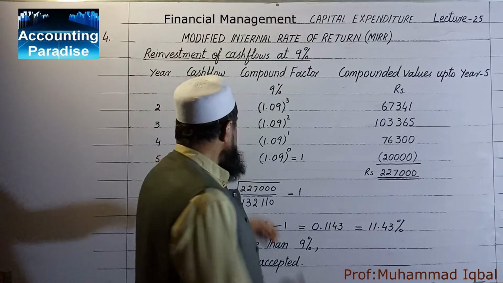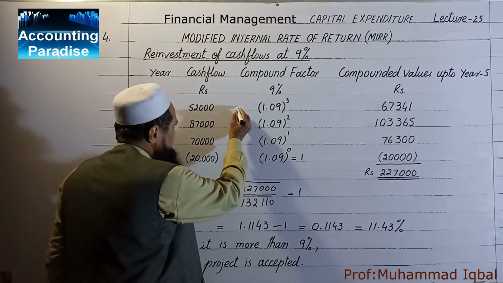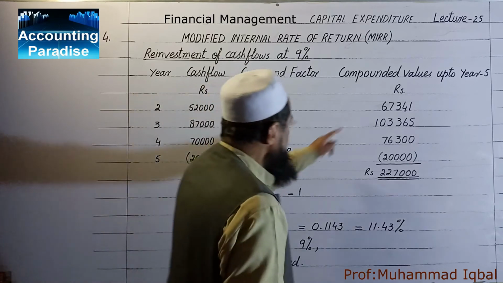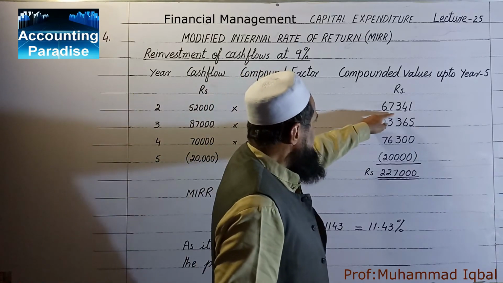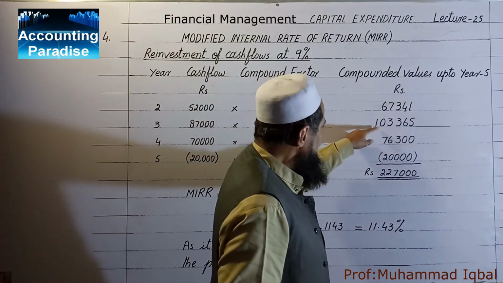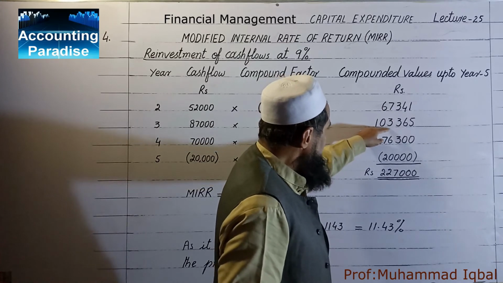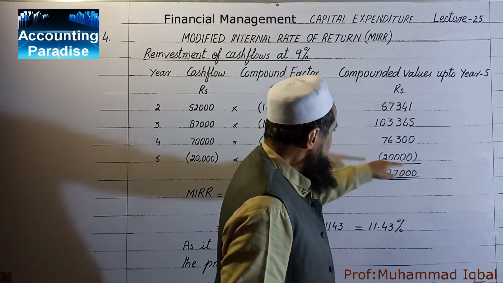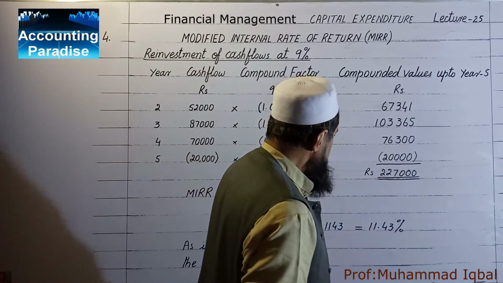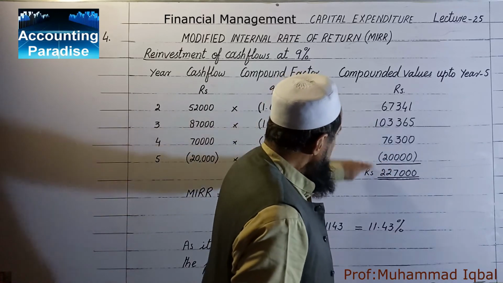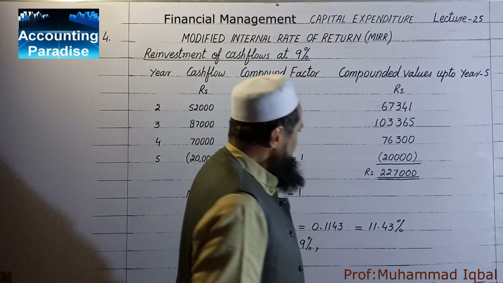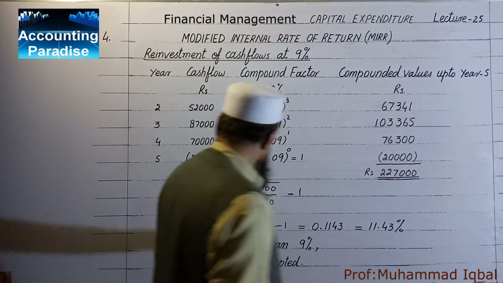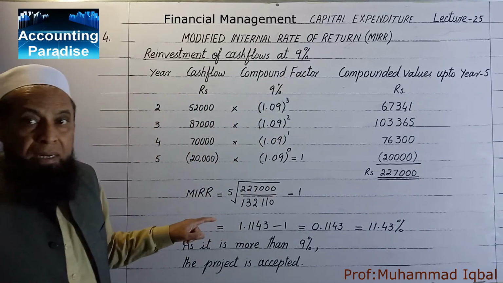When we multiplied these, we get 67,341, 1,03,365 and 76,300, and 20,000 a negative value. When we added these, we have 2,27,000.